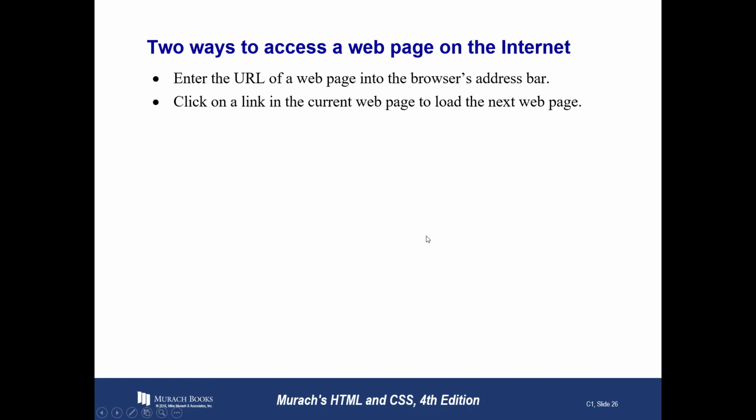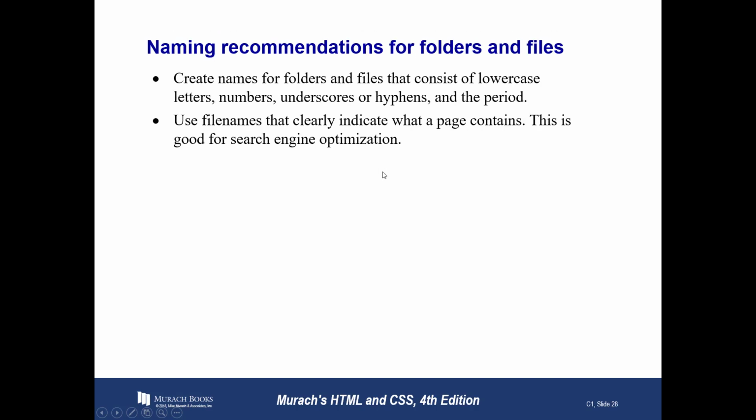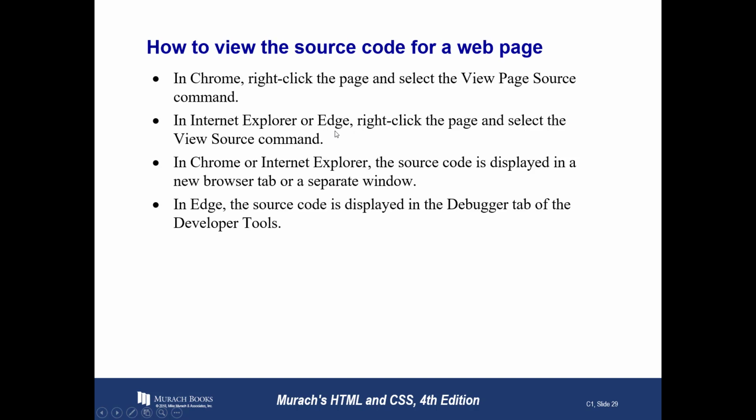Different ways to access a web page on the internet: you can put the URL right in, or you can click on a link. There are 3 ways to access a web page on your own server or browser. You'll learn about these as we go through this. Naming recommendations: we're going to start going through this from the beginning. When we create our own site, we will have folders for our images, folders for our CSS, a folder for our JavaScript, etc. We'll use good file names so you'll know exactly what we're looking at.